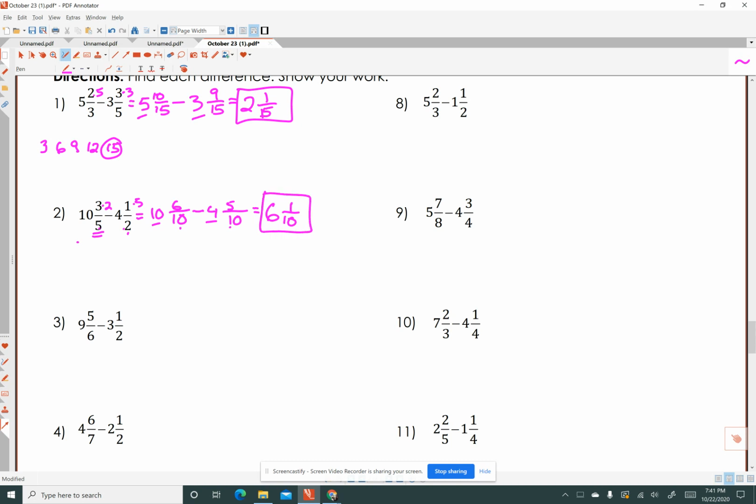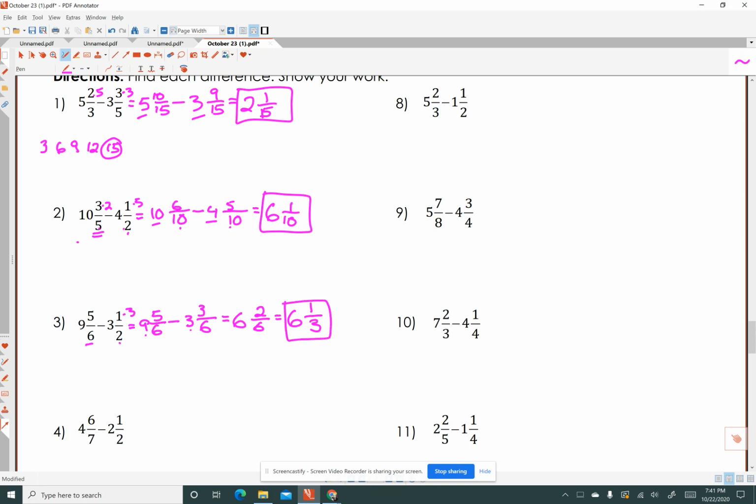Number 3. 6 is a multiple of 2, so the first fraction won't change. 9 and 5/6, minus 3. And how many 6ths? Well, 2 times 3 is 6. 1 times 3 is 3. And it appears that we can subtract. So 9 minus 3 is 6. 5 minus 3 is 2/6. We can reduce that to 1/3. 2 goes into itself 1 time and into 6 3 times. So 6 and 1/3 is our final answer.